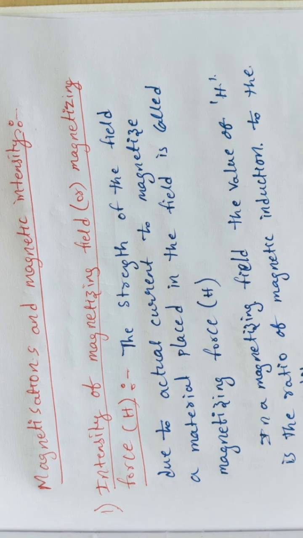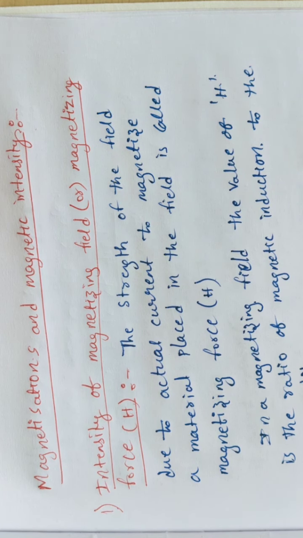For converting the given magnetic substance into a magnet, some field strength is required. That strength of the field is what we call the magnetizing force, also represented by capital H. Observe carefully: the strength of the field due to actual current to magnetize a material placed in a magnetic field is called magnetizing force.